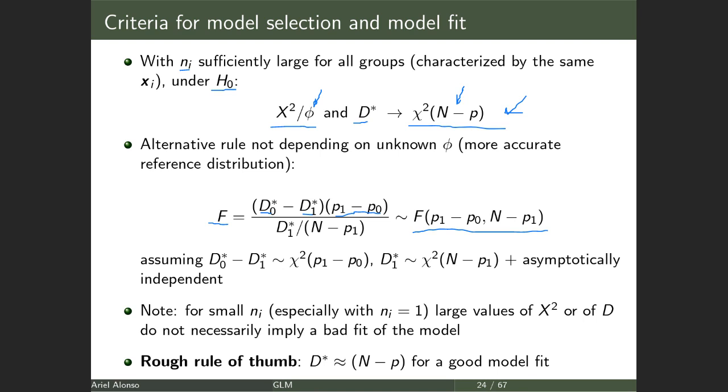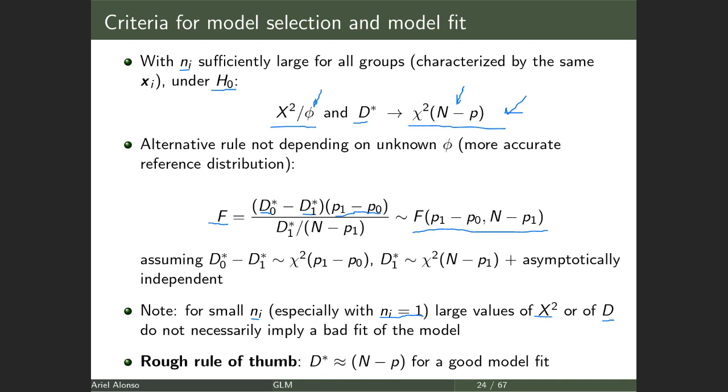Notice again that if the sample size is small, if you don't have group data, for instance, when you are dealing with the Bernoulli, then the chi-square and the deviance tests are not valid. They may not be the appropriate way to account for misspecifications of the model, to detect problems with the model.